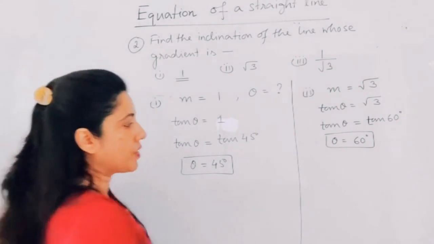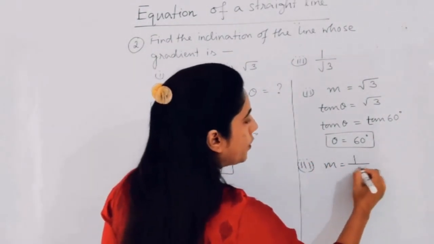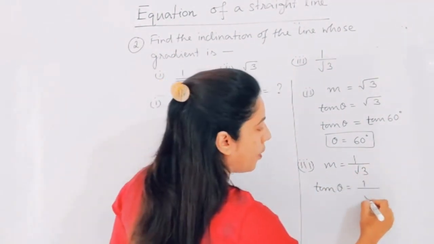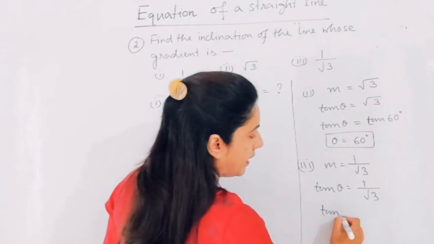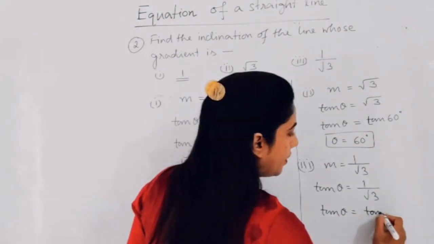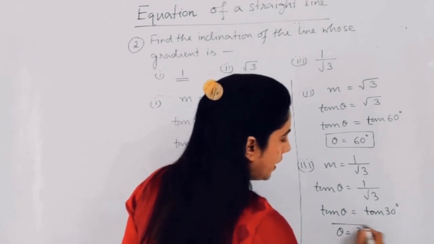Let us do the third question. Gradient or m is given 1 upon root 3. So we'll write tan theta is equal to 1 upon root 3. Therefore tan theta, 1 upon root 3 is tan 30. So we'll replace it by tan 30. From both sides tan cancel. Theta is equal to 30 degree.